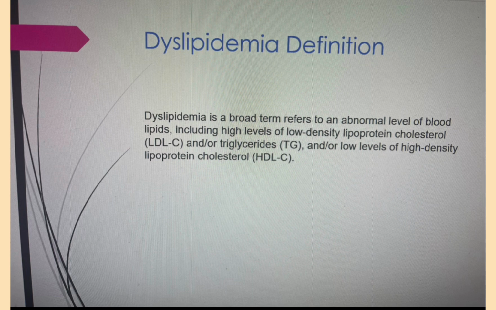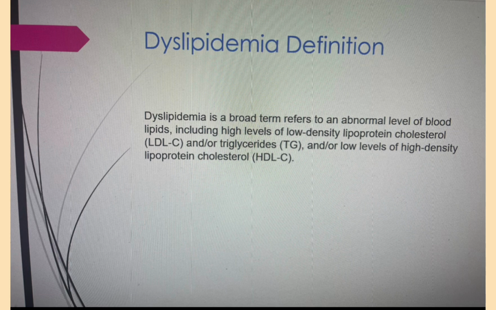What is dyslipidemia? Dyslipidemia is a broad term that refers to an abnormal level of blood lipids, including high levels of LDL or low density lipoprotein cholesterol, triglycerides, and low levels of HDL, which is high density lipoprotein cholesterol. For the students, I will explain each of them in another slide.